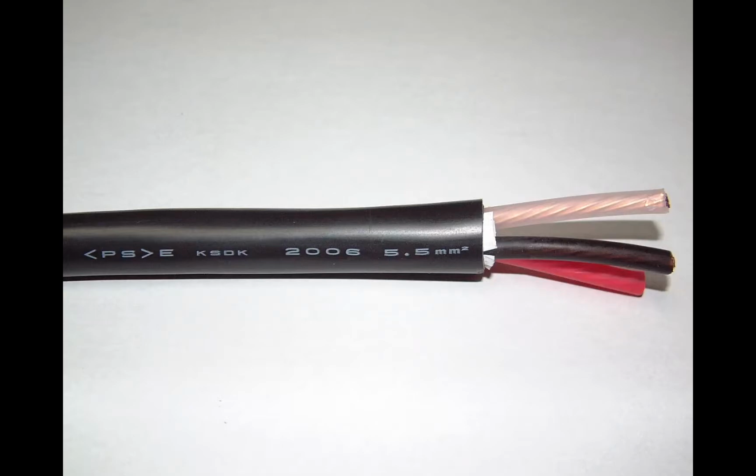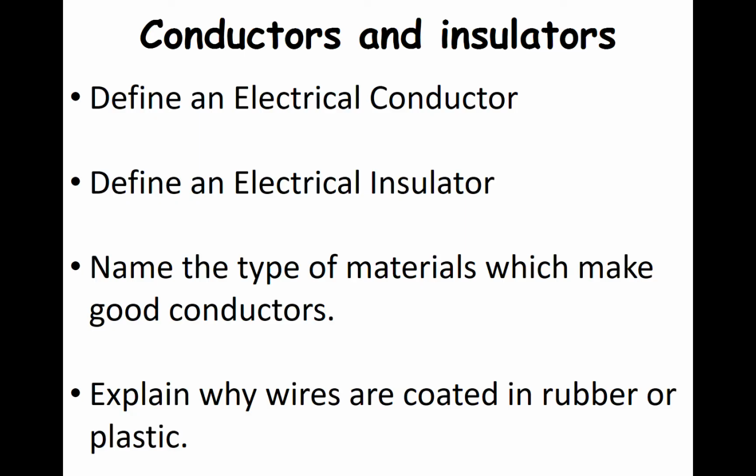This is a Key Stage 4 video on the concept of electrical conductors and electrical insulators. So what we'll be considering in this lesson is why wires are made of metals whilst they are usually coated in some form of plastic or rubber. So our title is Conductors and Insulators.